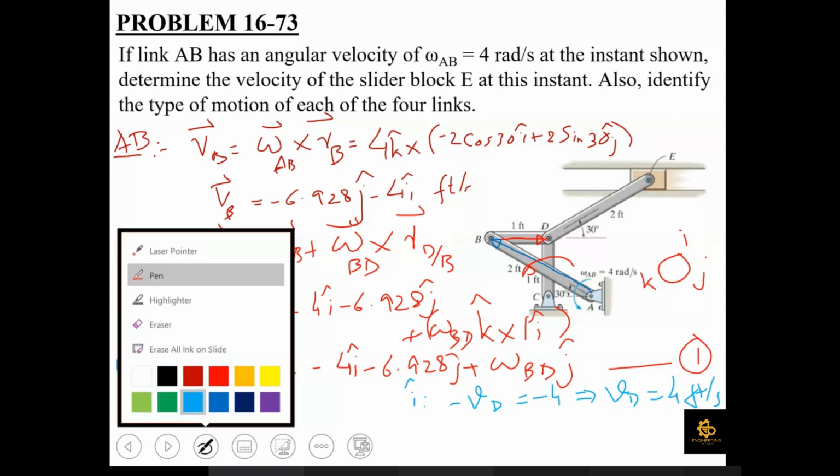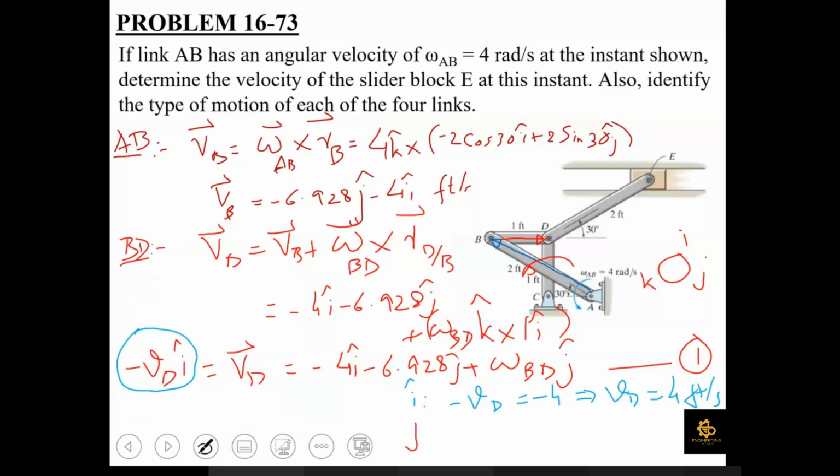Yes, sir. Okay, now when you compare the J coefficients, on the left hand side, what is the J coefficient? 0. On the right hand side, it is minus 6.928 plus omega BD. So once you solve it, omega BD comes out to be 6.928. And since it is positive, it means your assumption regarding omega is correct, and this length BD is rotating in a counterclockwise direction with an angular velocity of 6.928 radians per second.